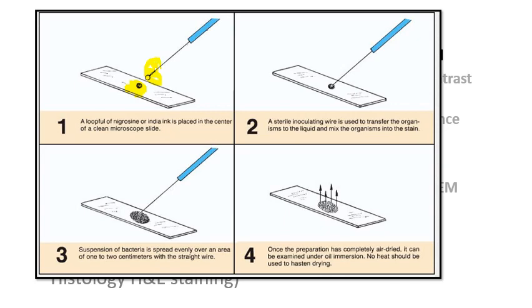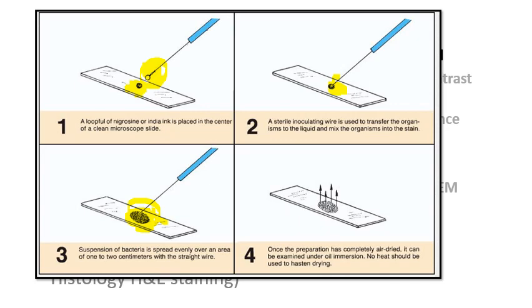And then you take a metal loop, we call that a loop, and you scoop up some of the bacteria off of the Petri plate that you were working with, and then you mix them in with the water and you smear it around until the bacteria are nicely separated.